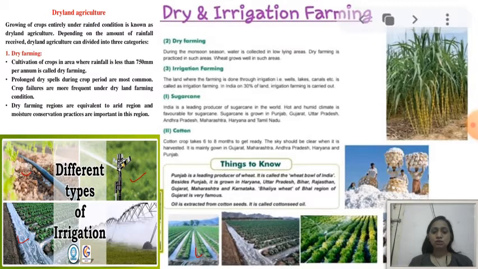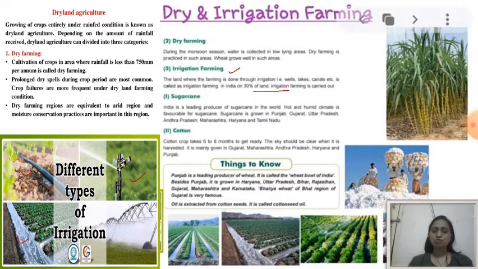Now we will move towards the third type of farming, and that is irrigation farming. The land where farming is done through irrigation, that is through wells, lakes, canals, etc., is called irrigation farming. In India, on 30% of the land, irrigation farming is carried out. अब इरिगेशन फार्मिंग वो फार्मिंग होता है जिसमें पानी चाहिए होता है, ओके, जिसमें ज़्यादा पानी चाहिए होता है. And 30% of India's land है उसमें इरिगेशन फार्मिंग ही होती है.